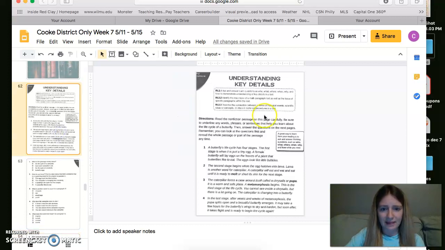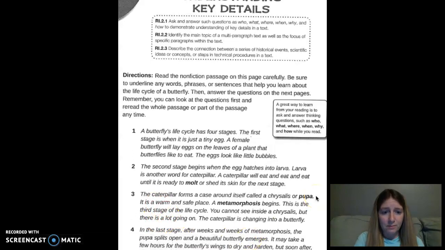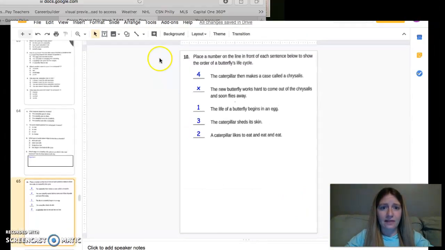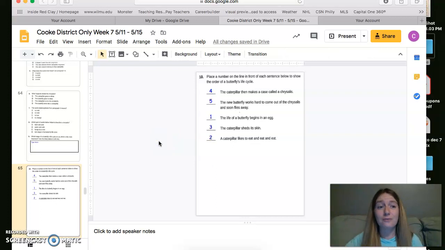All right, let's read my last paragraph. In the last stage, after weeks of metamorphosis, the pupa splits open and a beautiful butterfly emerges. It may take a few hours for the butterfly's wings to dry and harden, but soon after it takes flight and is ready to begin the life cycle again. So if I go to that last page, I know that the last step is with a new butterfly coming out of the chrysalis and flying away. And then it starts all over again.